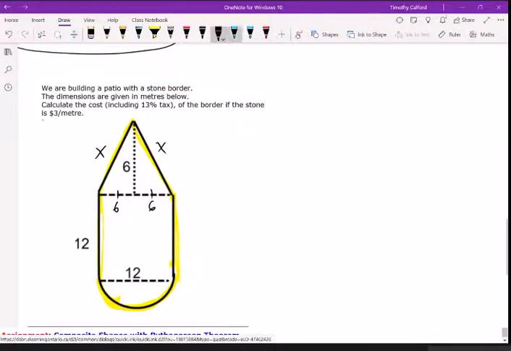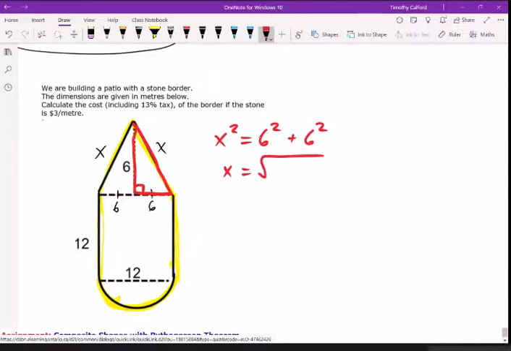So we could recognize the Pythagorean theorem at work in this right triangle here. We could solve for the hypotenuse. We could figure out x squared by taking 6 squared plus 6 squared. So x would be the square root of 36 plus 36, or the square root of 72. So x is approximately 8.5, and it looks like these are measured in meters, given by the question. So now we know 8.5 and 8.5.